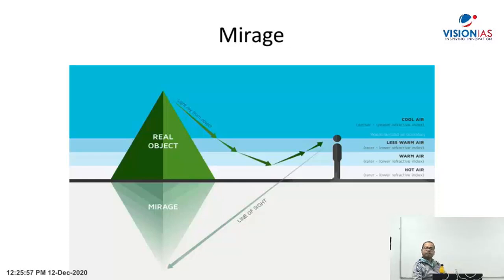So what is a mirage? It is an optical illusion which happens on a hot summer day or any hot day. Here an inverted image of the tree is observed. Though the tree is not inverted, you will find the tree to be inverted. So how does a mirage happen? Let's understand.